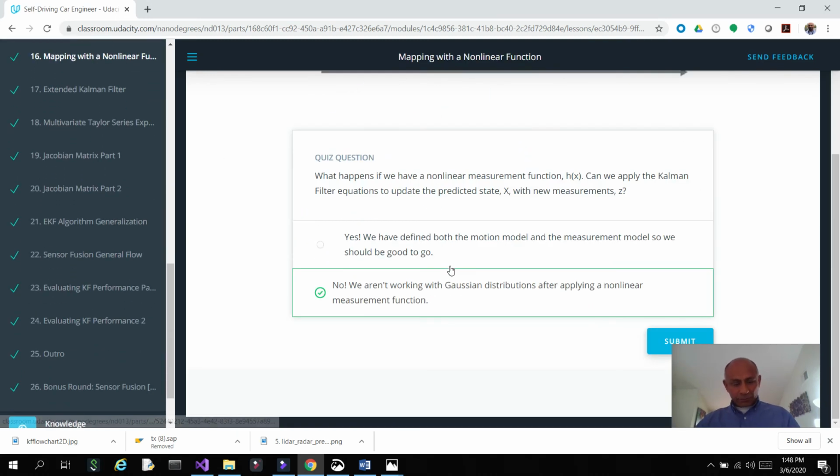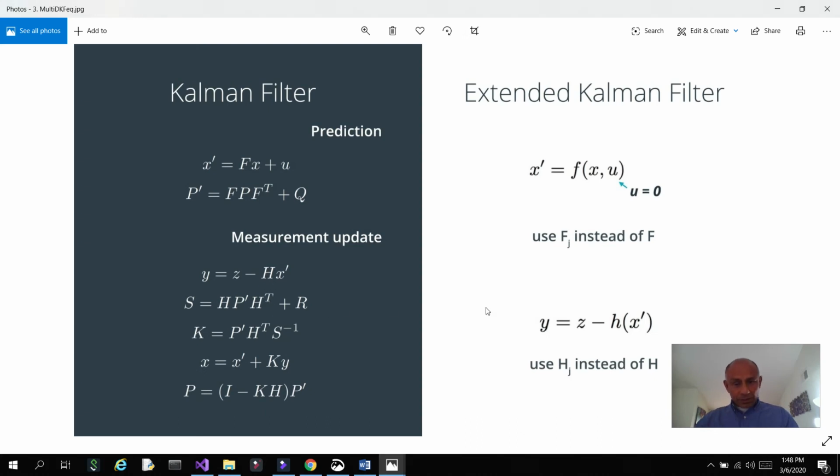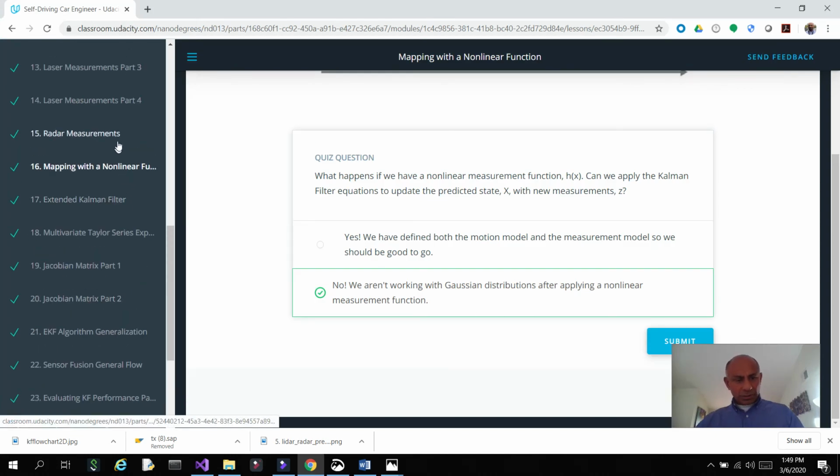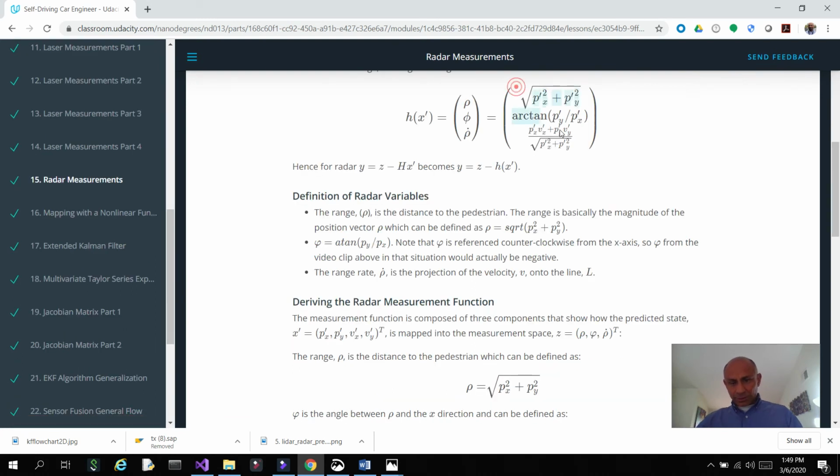Okay, there's one more very important thing here. This x prediction, Fx plus u, is also supposed to change if your prediction were non-linear, but over here the prediction is linear, so this is not going to change. Only this changed so far, where instead of y equal to z minus Hx, we're going to have y equal to z minus h(x). That function was rho, phi, rho dot. We just saw that actually. Okay, good.